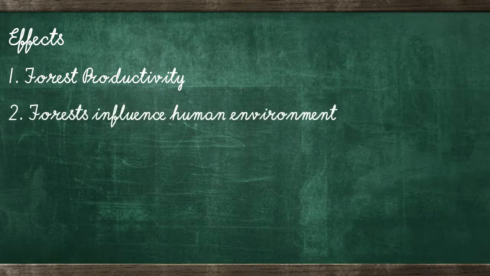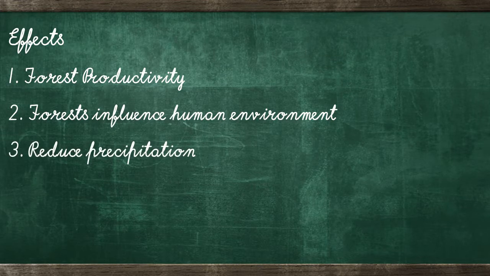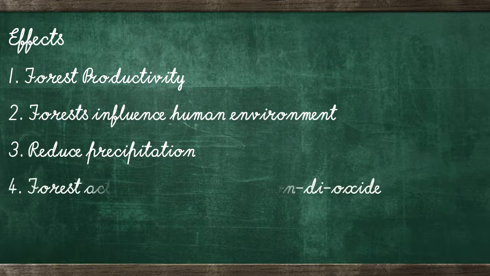Forests influence human environment by moderating climate, regulating water supply, maintaining fertility of the soil, and purifying air. Absence of forest cover leads to soil erosion, which increases the load of the river. Lack of forest cover reduces precipitation, thus causing droughts. Forest acts as a sink for carbon dioxide that the trees use during photosynthesis. The absence of forest increases the concentration of carbon dioxide in the atmosphere, thus increasing the greenhouse effect.